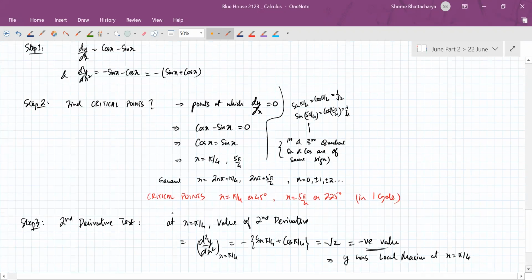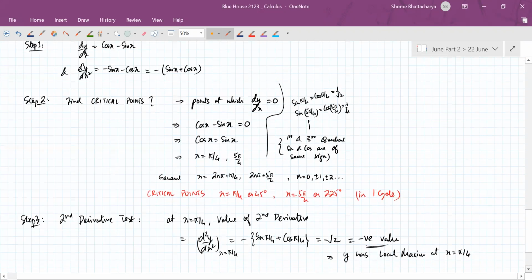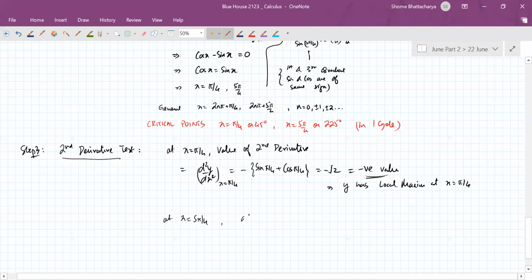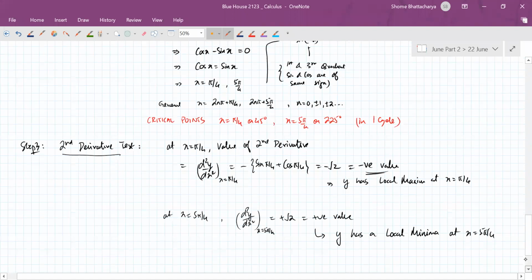Okay, so repeating the same second derivative test at x equal to 5 pi by 4, you will see that the value of the second derivative will come out to be plus root 2. So it will come out to be a positive value, which means that y has a local minima at x equal to 5 pi by 4. Okay. So now we come back to the function.